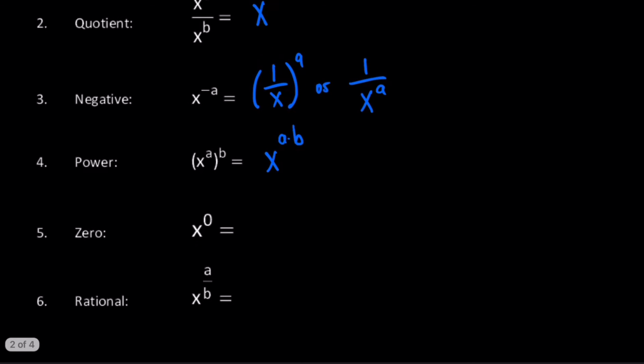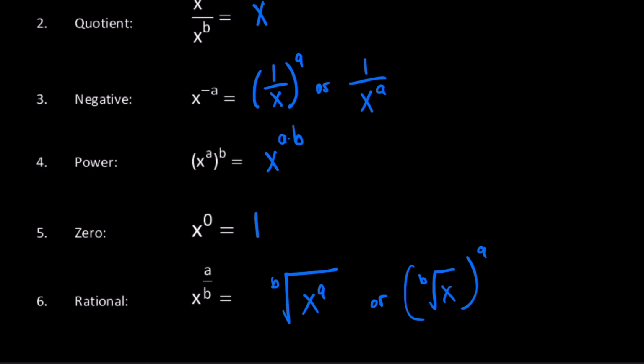Anything to the 0 power is just 1. Our last one, a rational exponent. What you have to remember here is at the bottom, the denominator is the root. Think of a tree, the bottom is the root, and the top is the power. So when you see this rational exponent, that is equivalent to the b root of x to the a power. Or what you can do first, you can take the b root of x and take that whole thing to the a power. Both of those are equivalent.